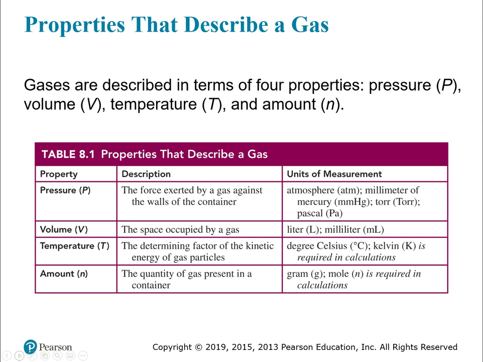Next, we're going to talk about the properties that describe a gas. There are four that we're going to cover: pressure, volume, temperature, and amount. This table gives you kind of the breakdown of a description and the units of measure for each of these. It's a great thing to have in your notebook for quick access. We're going to go through each of these four properties in a little bit more detail.